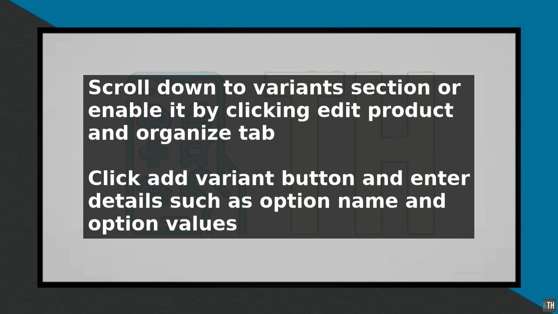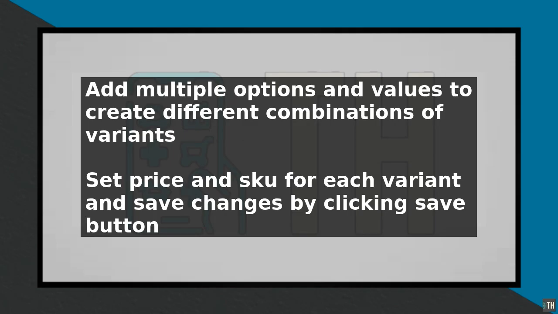For example, you can add a size option with values small, medium, and large, and a color option with values red, blue, and green. Shopify will automatically create all possible combinations of these options and values. Once you have added all your variants, click the Save button to save your changes. You can then view all your variants in the Variants section, where you can edit or delete them as needed.